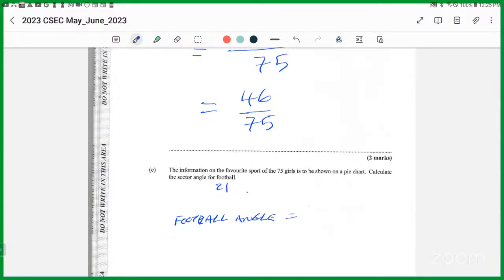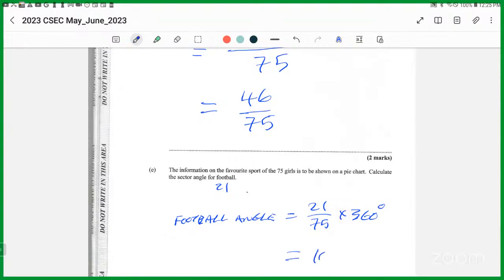It's going to be 21 out of the 75 girls. That's a fraction of the total of 360 degrees in the pie chart. That's going to give you the angle for the football. But understand that? Yes, sir. All right, 21 divided by 75 times 360.